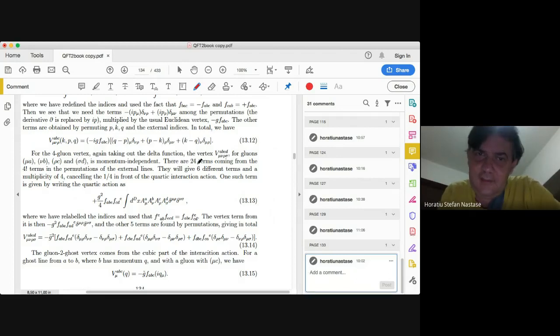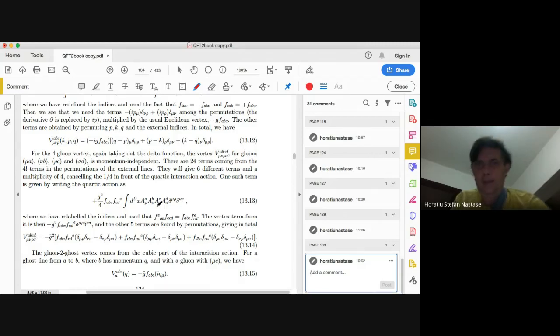But out of these, I write 6 permutations will change the independent indices, whereas another factor of 4 will not change the indices. So let's see, if I identify one change of indices that doesn't change this, so mu rho, mu sigma, if I change mu with rho, and nu with sigma, and correspondingly C with A and B with D, as you see, this doesn't change this term.